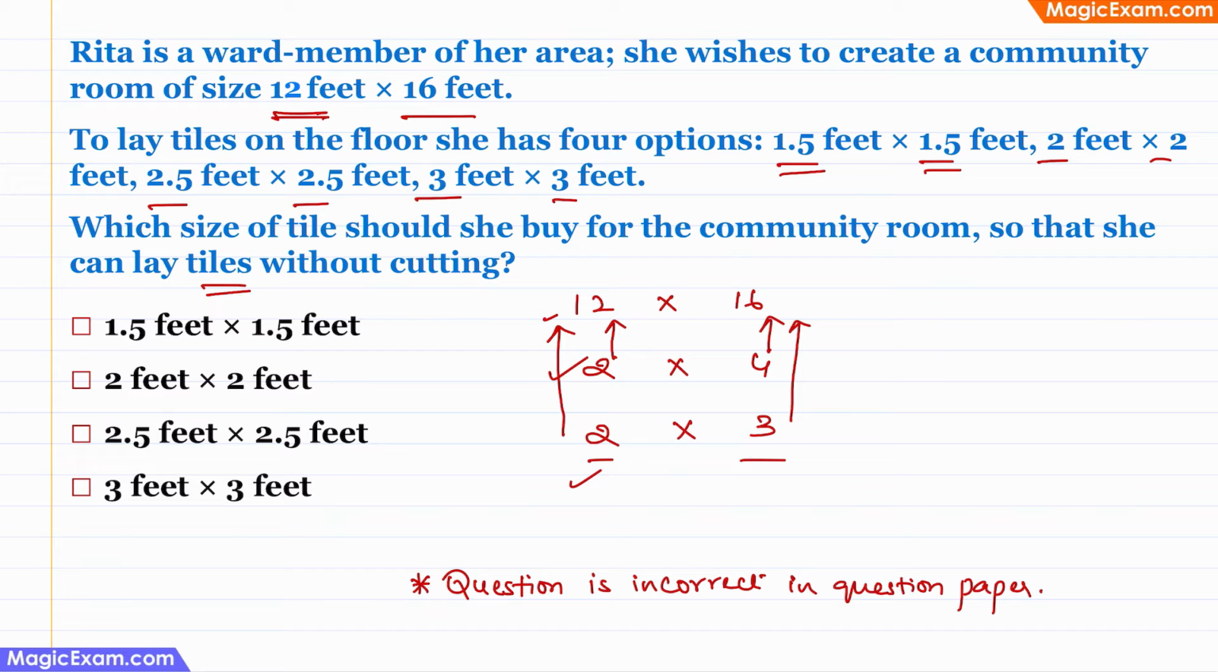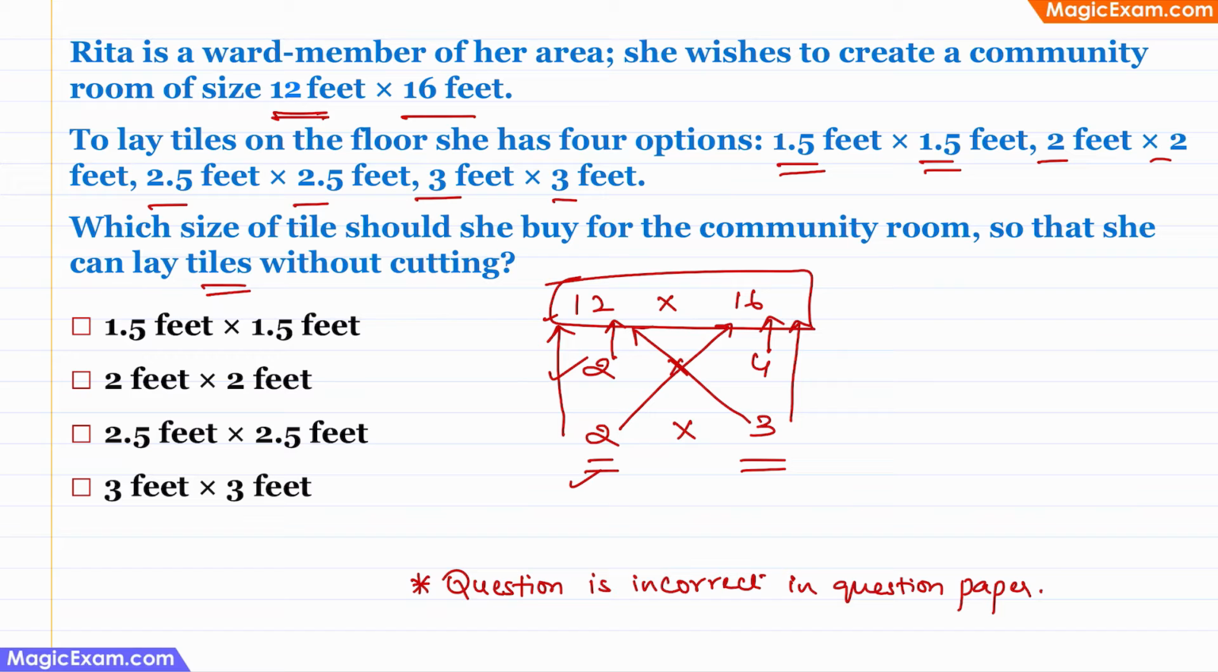But if I reverse it, then 2 will divide 16 properly and 3 will divide 12 properly. So which means that 2 into 3, this size of tile can also be used in this room without actually having to cut any tiles.